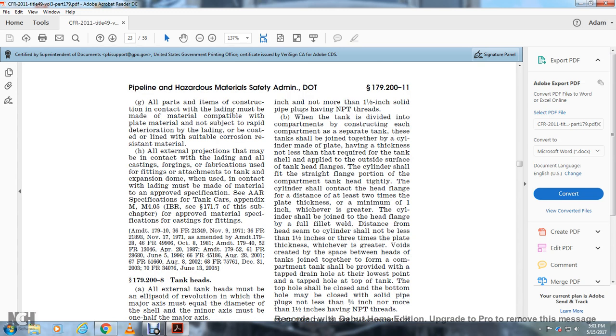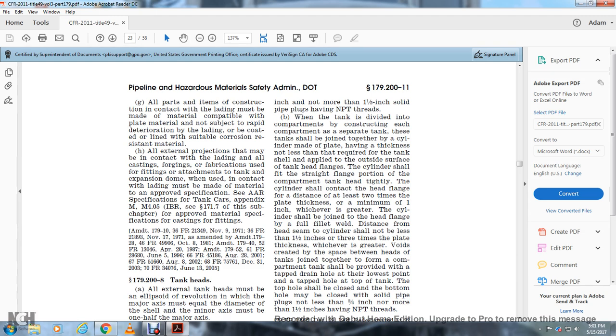All parts of the item construction for contact with lading must be made of material compatible with the plate material, not subject to rapid deterioration, and lined with a coating in line with suitable corrosion resistant material. All external projections that may contact lading, and all castings, forgings, and fabrications used with the fittings, attachments to the tank and expansion dome when used for contact with lading, must be made with materials to approved specifications. See AAR specification for tank cars.